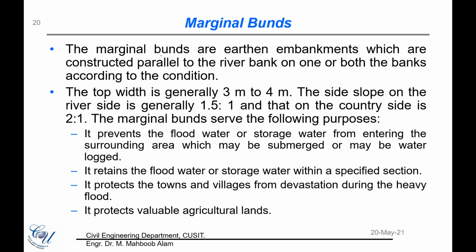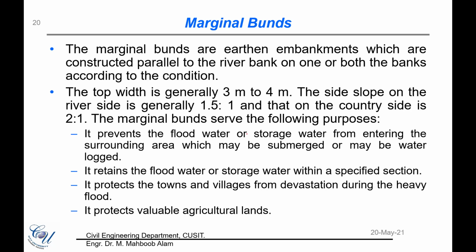The side slopes are more or less a kind of guiding figure. You see the side slopes on the river side is generally 1.5 to 1, and then on the other side, that is on the side where there is population or other important structures or buildings or roads or any kind of other structures, it should be 2 to 1.